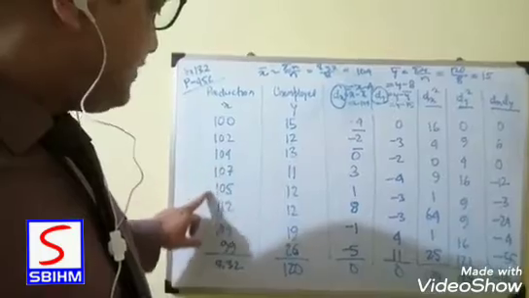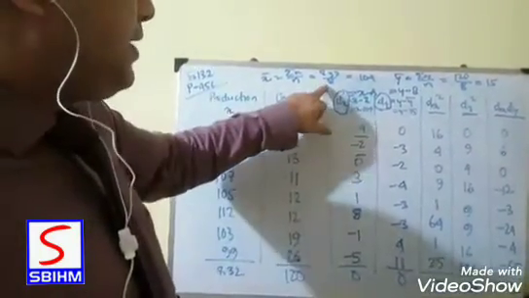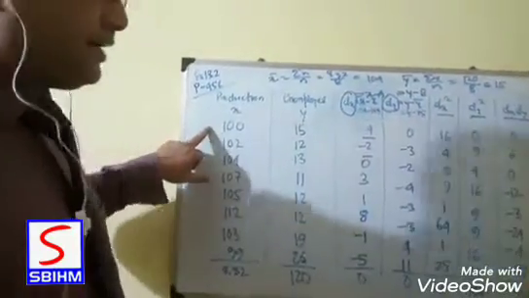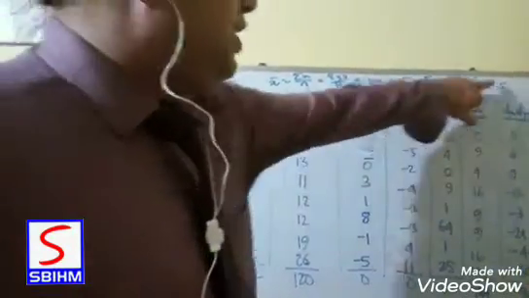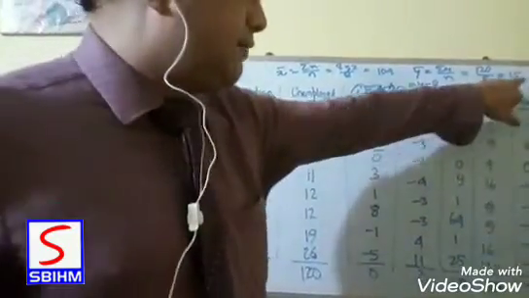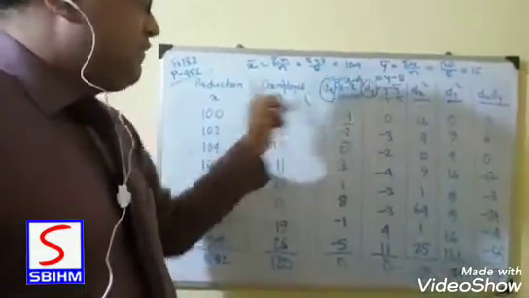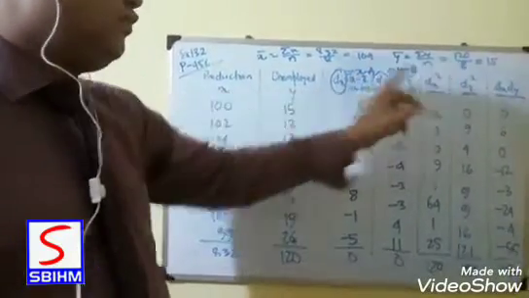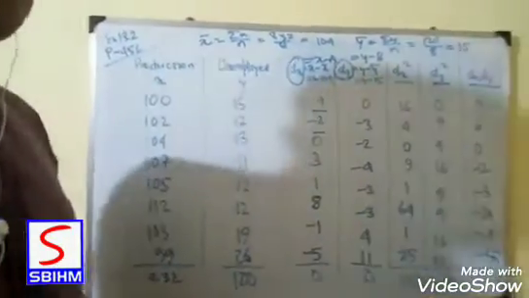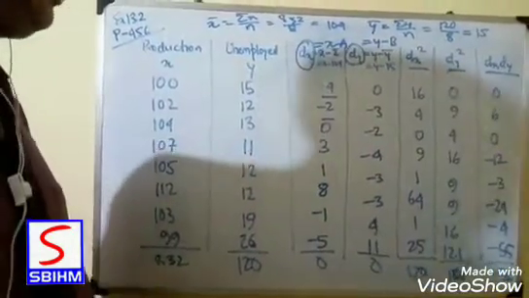Summation of all values of x comes to be 832, and we divide by 8 and it becomes 104. So 104 is the mean of x. Similarly, 15 is the mean of y. We add these values, 125 divided by 8, and we get 15. So when the means of x and y are integers, we calculate the deviations from the actual mean. In that case, we save a lot on calculations, which we will be learning in the next class.